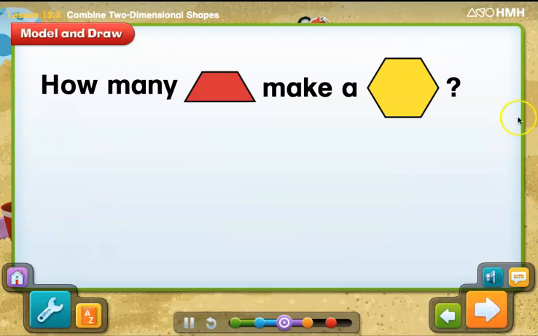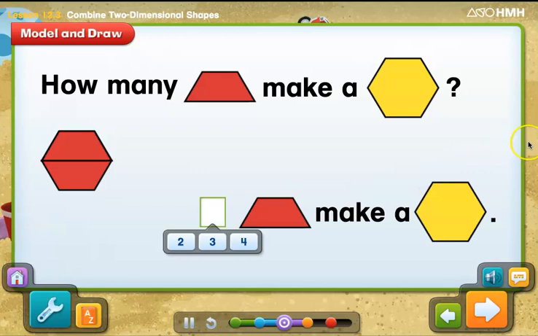How many trapezoids do you need to make a hexagon? Let's combine trapezoids to find out. Start with one trapezoid, add another trapezoid. This is the shape you're looking for. So how many trapezoids do you need to make a hexagon? 2, 3, or 4. Good job. Correct. You need 2 trapezoids to make a hexagon.